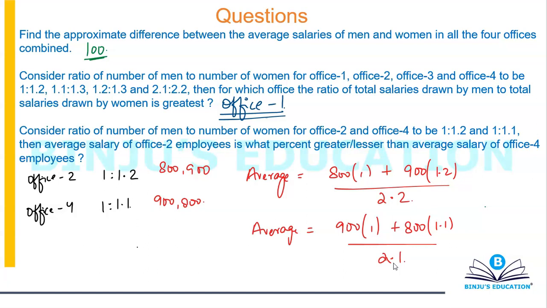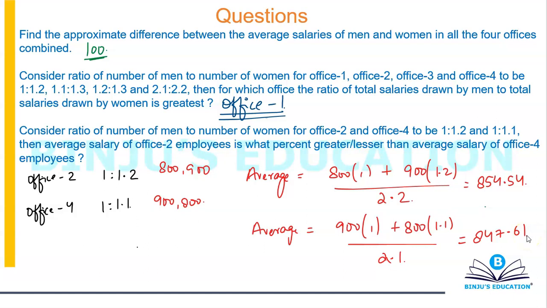So let's do that. 800 plus 900 into 1.2. So 900 into 1.2 will become 1080 plus 800, and then that will be divided by 2.2, which is like 854.54. And for the second one, it's going to be 900 plus 880, because 800 into 1.1 is 880, divided by 2.1, and that will be 847.61.